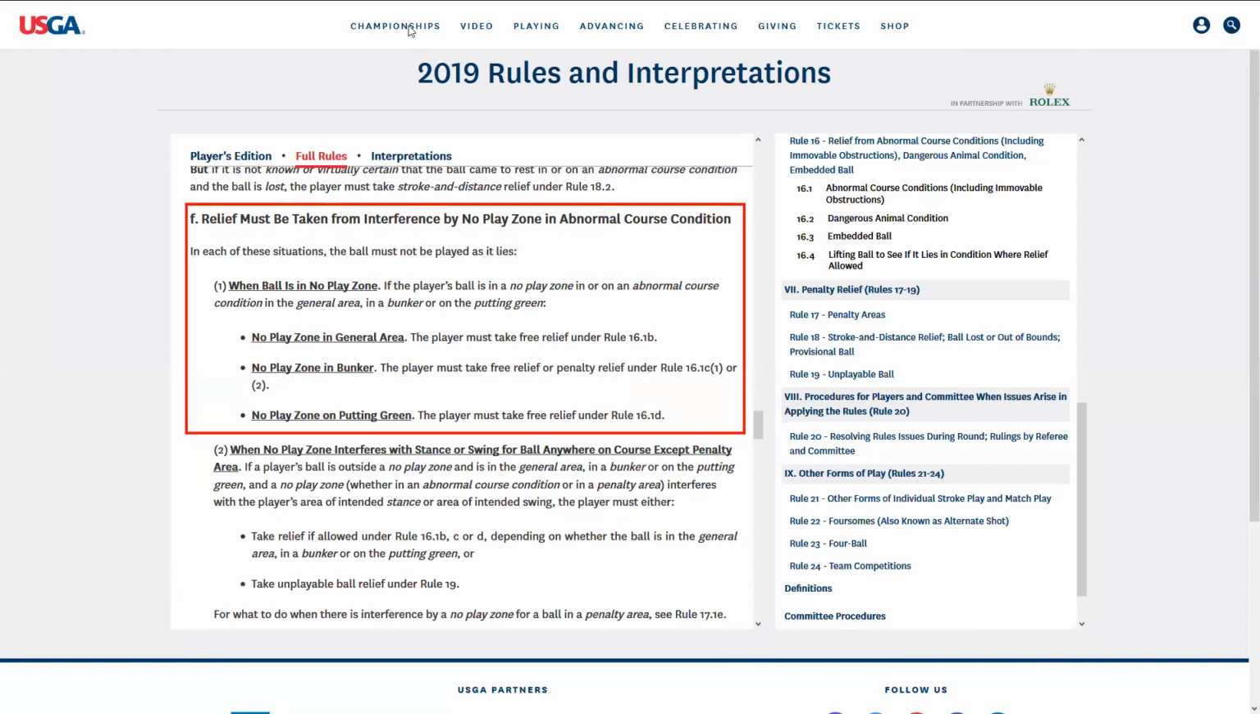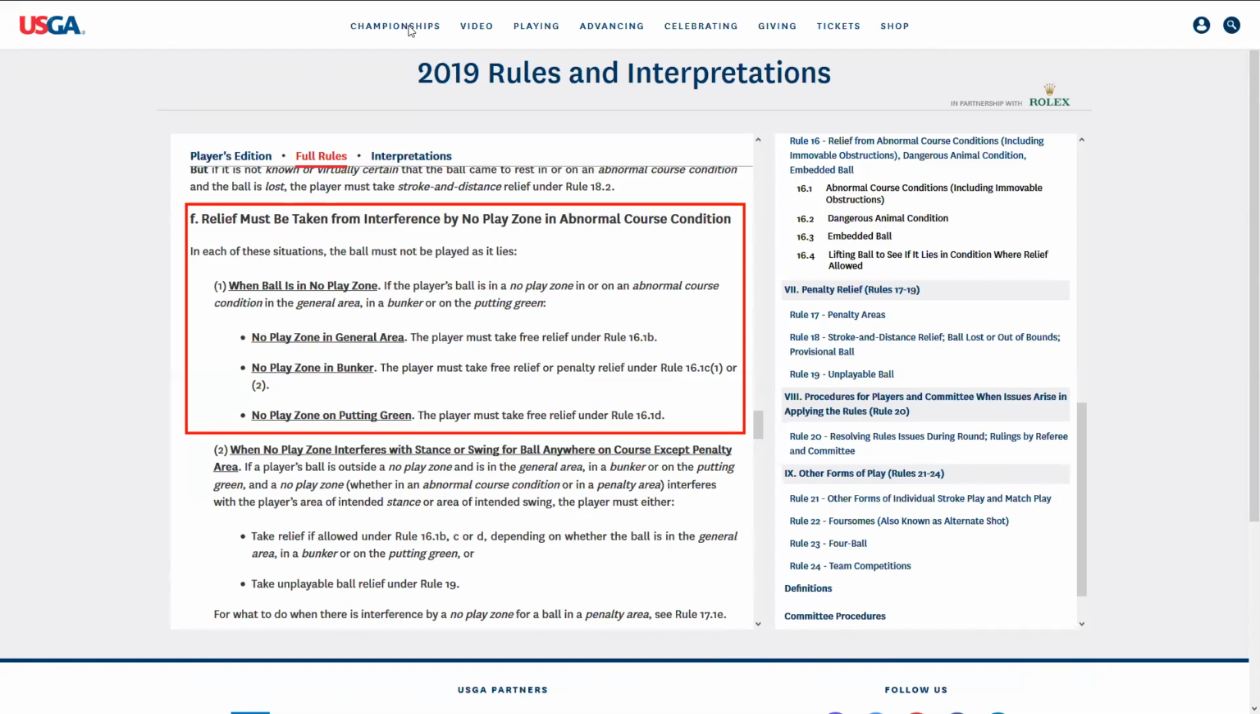In each of these situations, the player must not play the ball as it lies. Number 1, when the ball is in a no-play zone. If the player's ball is in a no-play zone or in an abnormal course condition in the general area, the bunker, or the putting green, you're going to take your relief just as you would under 16.1 B, C, or D. So that's just what we have gone over. If it's in the no-play zone, you just treat it as if it's in an abnormal course condition. You find your nearest point of relief, and on you go.